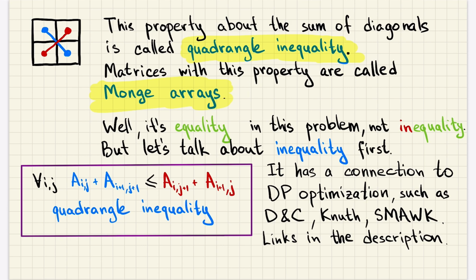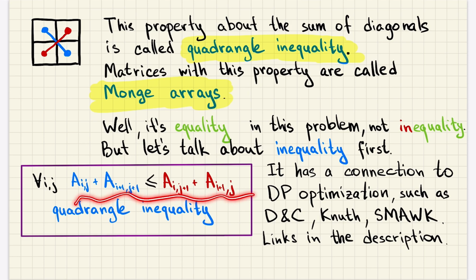The main property we will be talking about is this sum of diagonals in 2 by 2 squares, and this property is called quadrangle inequality. And matrices with this property are called Monge arrays or Monge matrices. I'm not sure that is how it's pronounced, but it's French, so should be Monge. Well, in this problem, it is not inequality, it is equality. So the sum on the diagonals should be equal. But let's talk about inequality first.